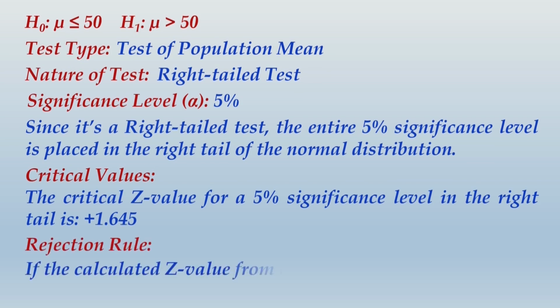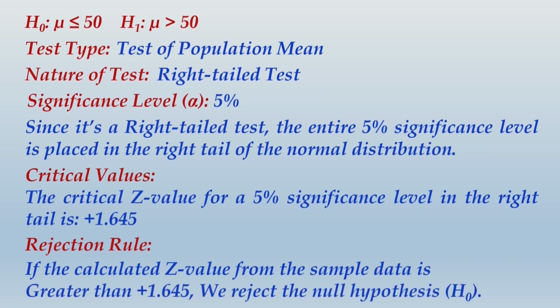What will be the rejection rule? If the calculated z value from the sample data is greater than positive 1.645, we reject the null hypothesis, that is H0. So write up this much and then I take you ahead.